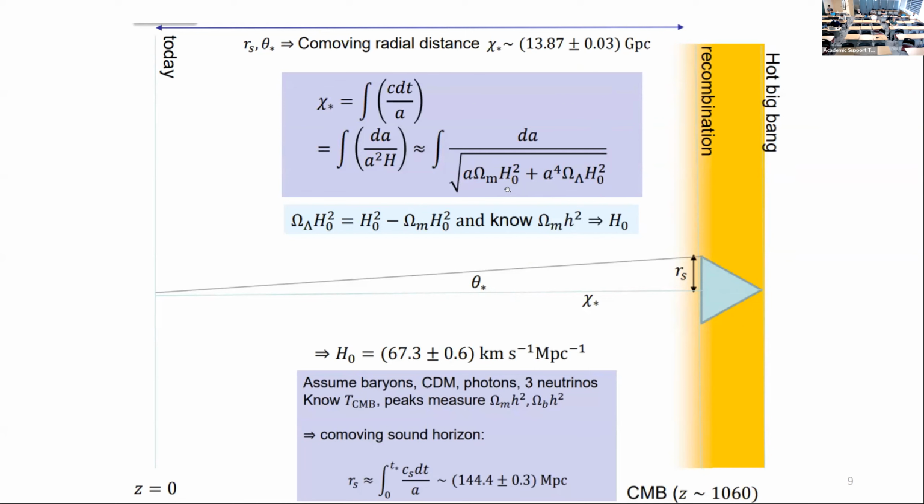We can see if we want to get a larger value of H0 from early observation, we should have a smaller chi star of the comoving distance. If we have a smaller chi star, we will also have a smaller rs, the sound horizon. That corresponds to a shorter history from the hot Big Bang to the recombination time.